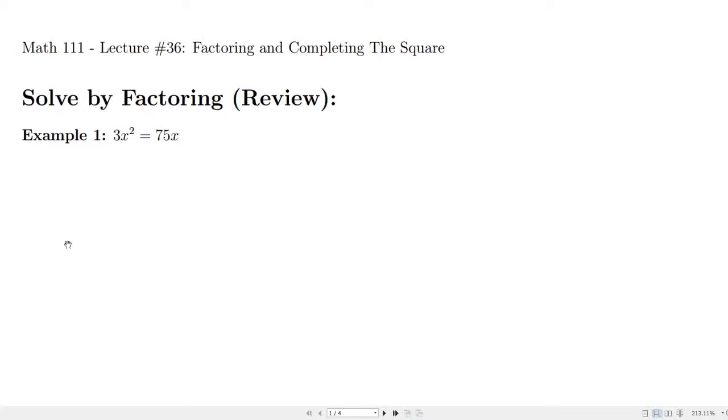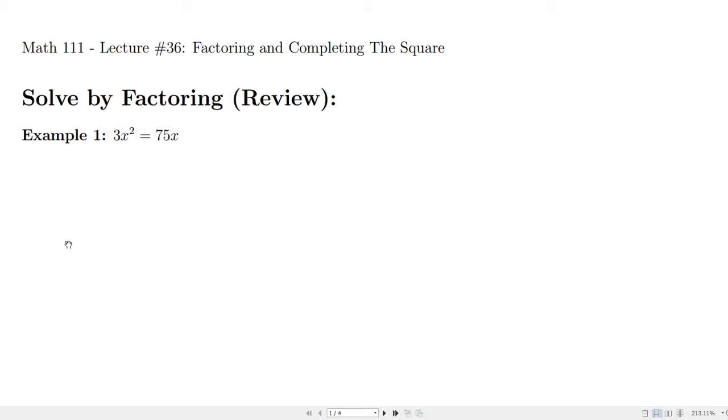In this lecture, we're going to solve equations by factoring, which is a review of what we've done before, and then we're going to focus on quadratic functions, and we're going to introduce another method of solving, which is called completing the square. And then in the next lecture, we'll focus on another method of solving quadratic equations, where we actually will have a formula that we can use called the quadratic formula.